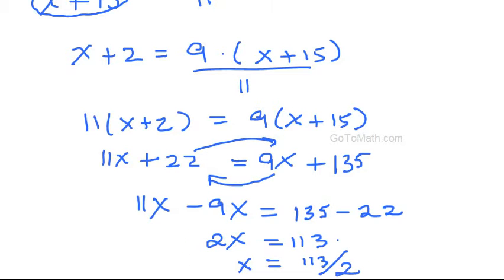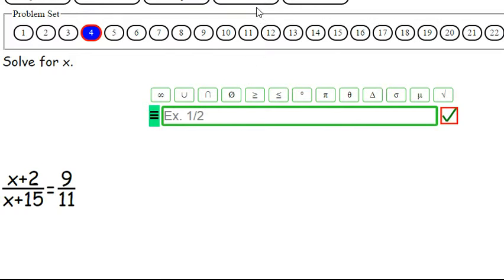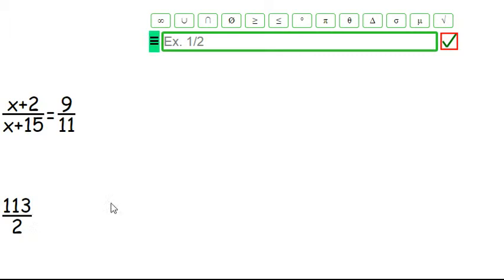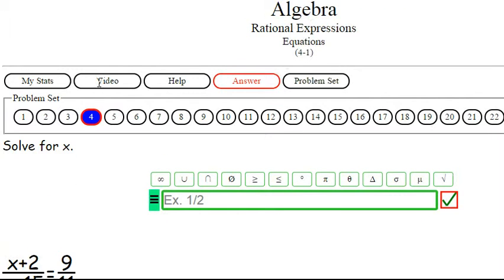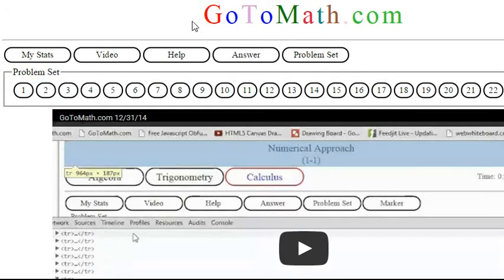And therefore x is going to be equal to 113 over 2. Right, because you're going to multiply both sides by half. Alright, 113 over 2. Well, I think we're right on that.